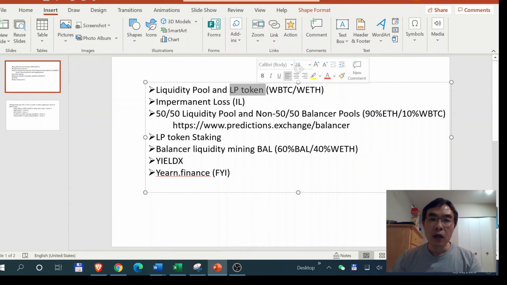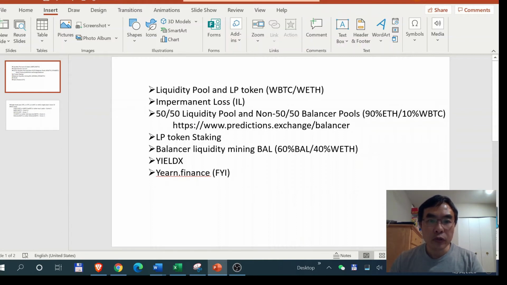Now, a lot of DeFi projects will accept this LP token for staking. And if you stake the LP token onto a DeFi project, those DeFi projects usually reward you with their own cryptocurrency as interest. And I usually just sell that cryptocurrency for either BTC or Ether. So this process is what we call liquidity mining.